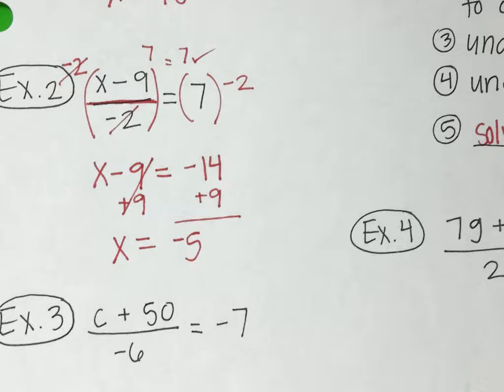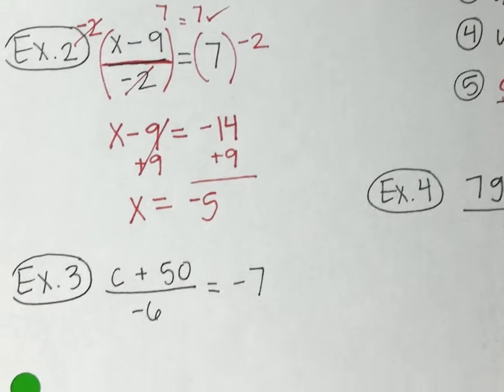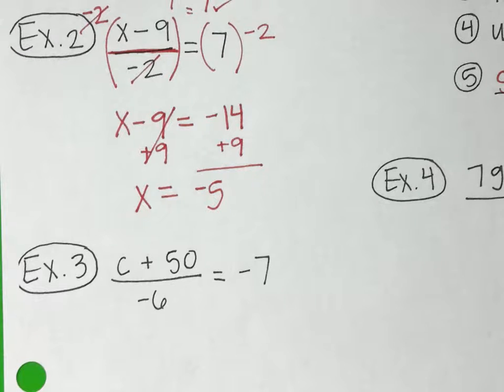Questions on number 2? Okay, are you putting a subtraction sign instead of a negative sign? Remember that this is your negative. X is negative 5. Negative 5 minus 9, divided by negative 2. All right, example number 3.